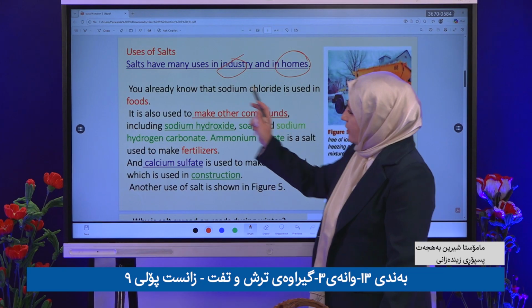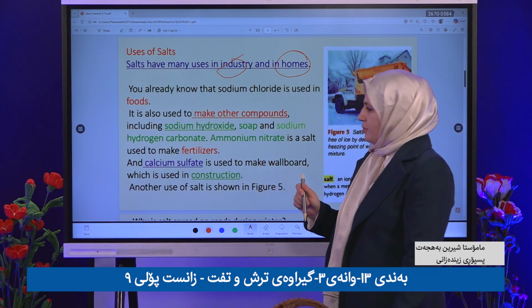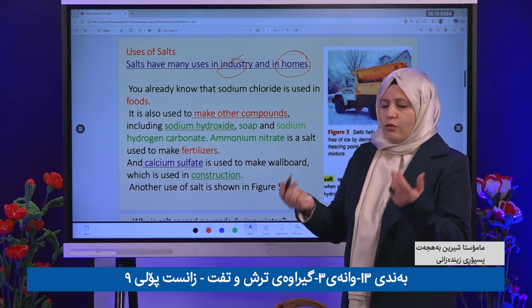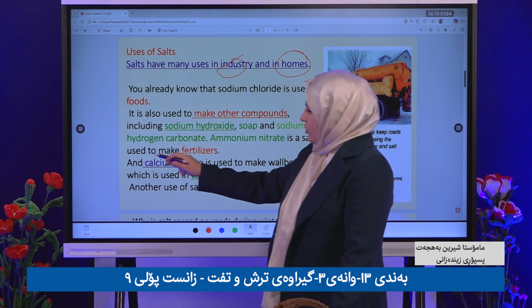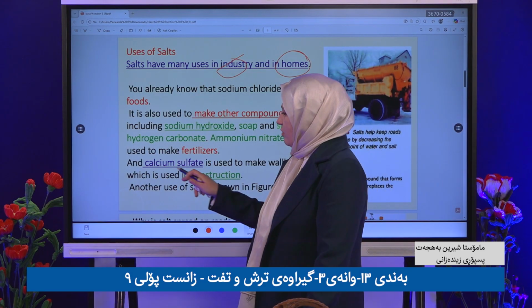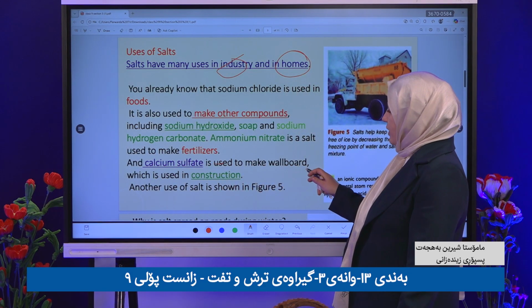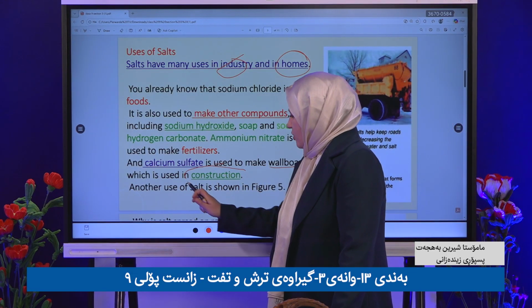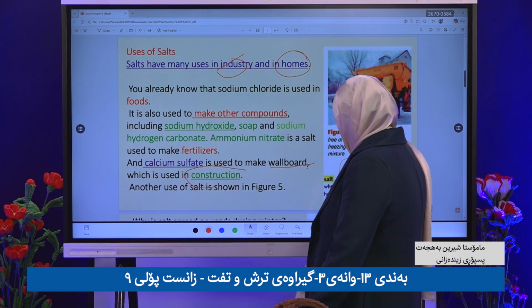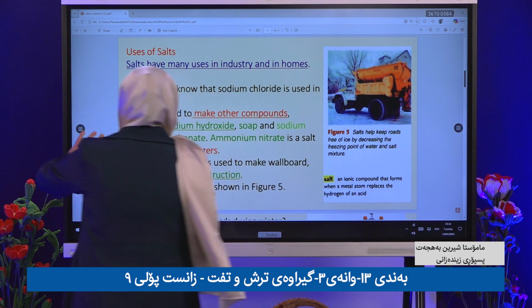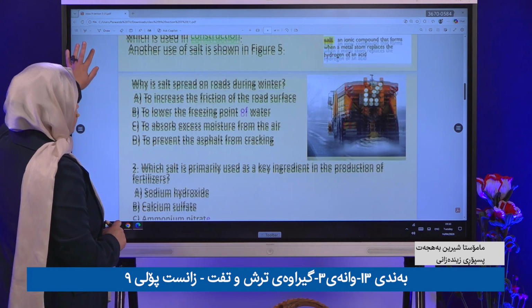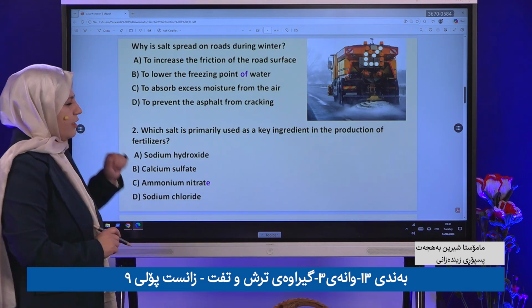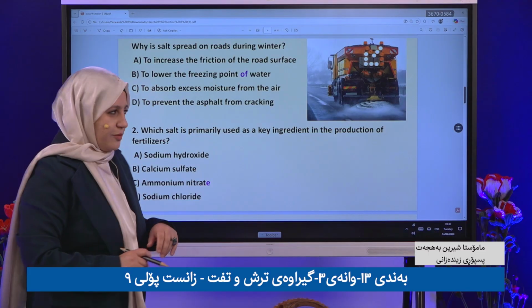okay? All of them are a type of salt, which is used for what? Used for fertilizing. Calcium sulfate is used to make what? Wallboard, which is used in construction. Okay, look at this, I made some common questions, which are important for the national exam too.